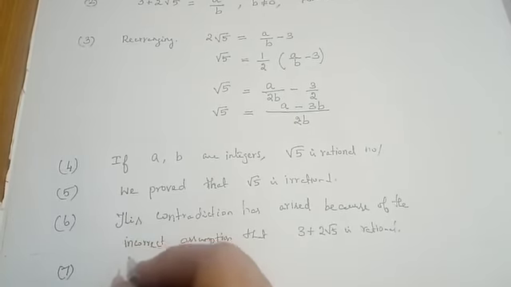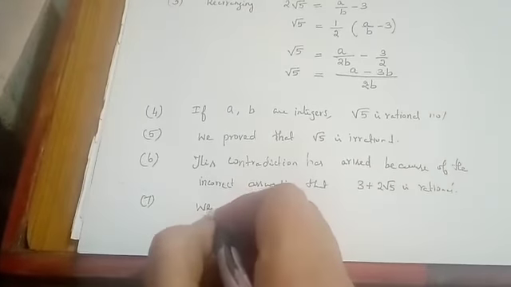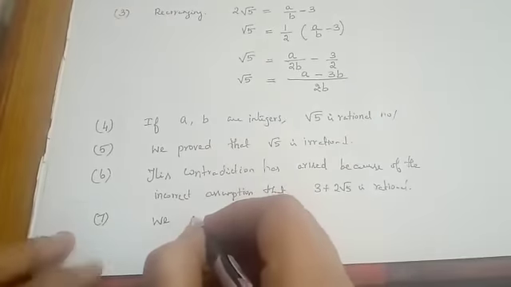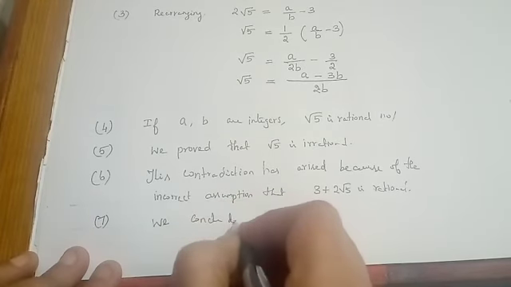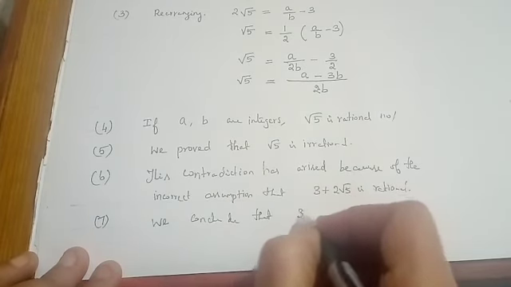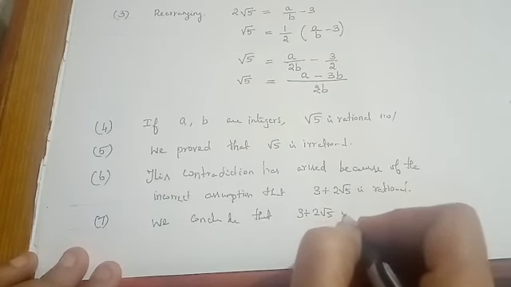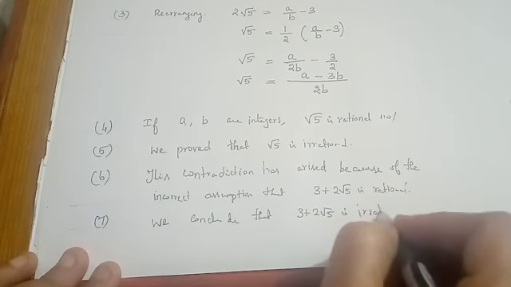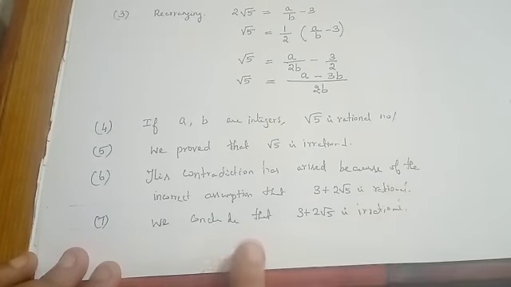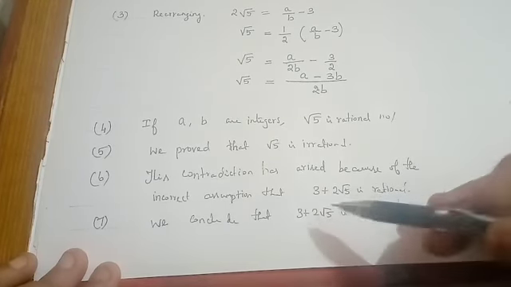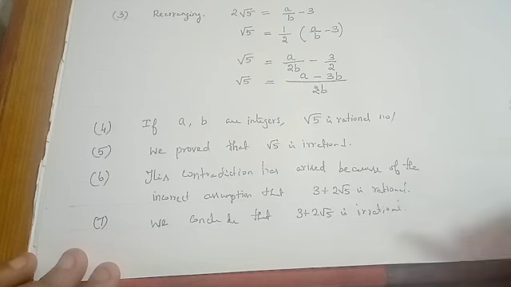So we conclude that 3 plus 2 root 5 is irrational. Okay, this is the answer for this question.